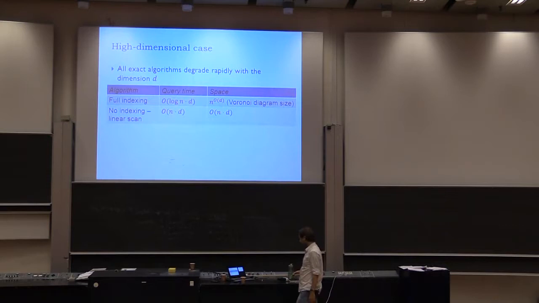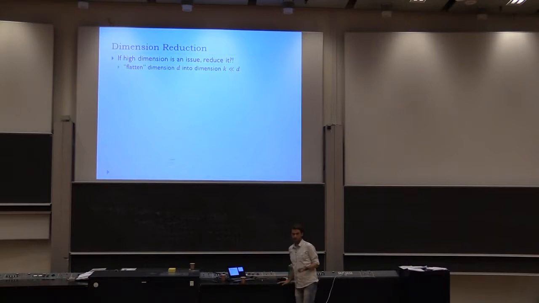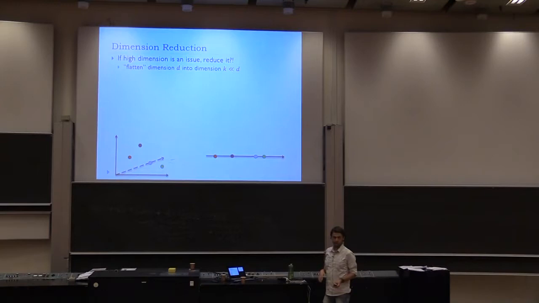So one approach is, okay, if the dimension is high, can we reduce it perhaps? Is high dimension really necessary? This is one motivation for dimension reduction. If it is high, let's try to reduce it. We'll think of the original dimension as being d, and the smaller dimension, the target dimension, as being k. These are the letters we'll be using for the rest of the talk. Pictorially, here we have a bunch of points in three-dimensional space. Maybe we can reduce them to one dimension while preserving all the distances, right? If we can do this, we get rid of this curse of dimensionality, right?